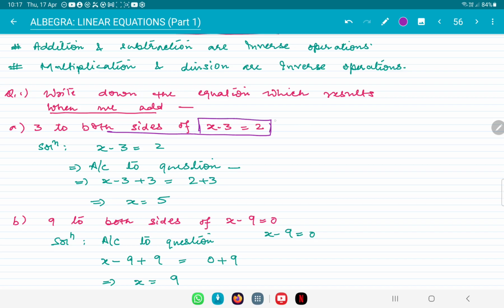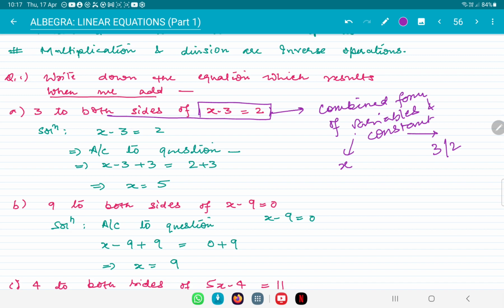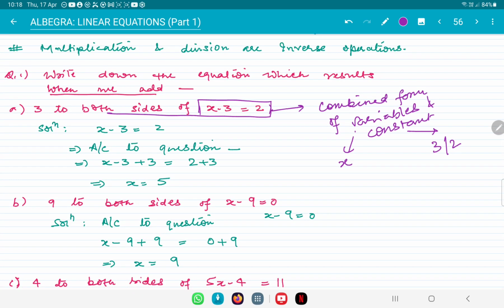This equation is a combined form of variable and constants. What is the variable here? The variable is x, and the constants are 2 and 3 in this particular question. Now they are saying add 3 to both sides, so we have to add 3 to both sides. Both sides means LHS and RHS both.